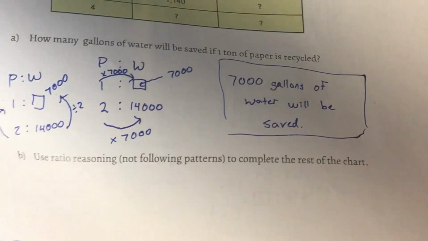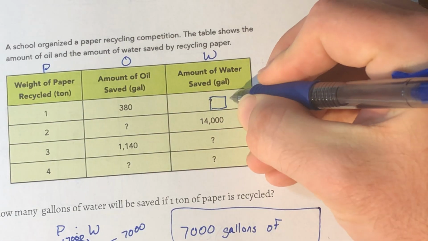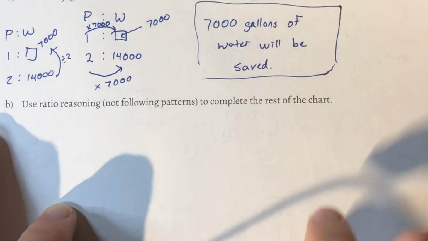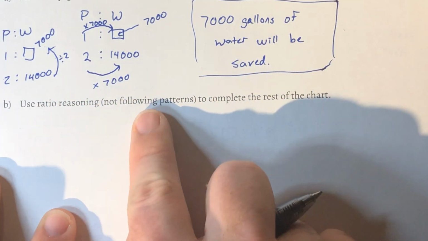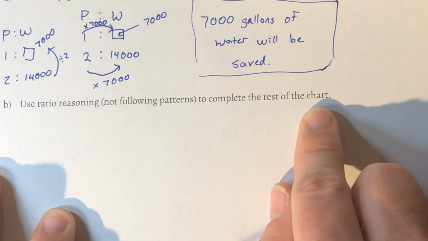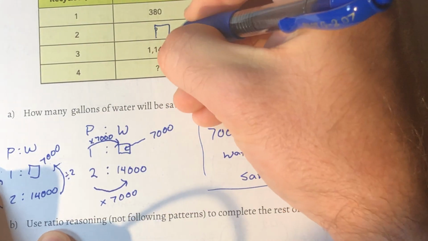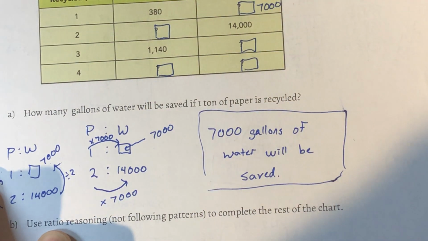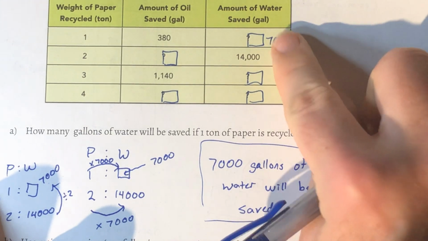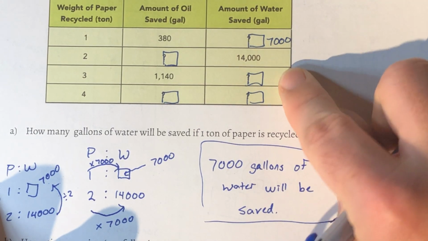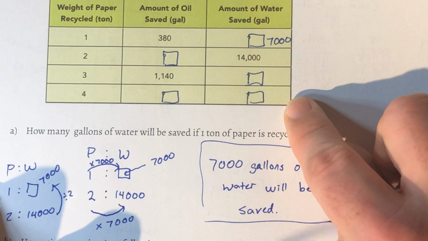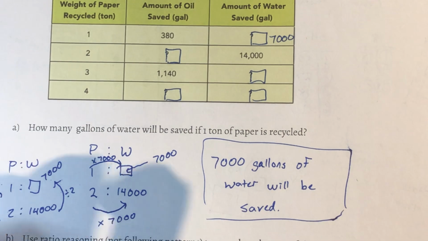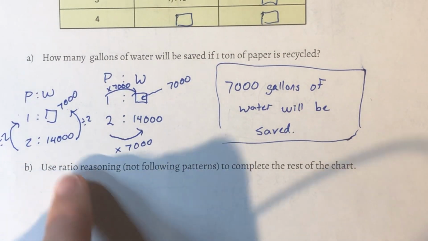Okay. Oh, I forgot to fill in my chart. 7,000 right there. Okay. Next, use ratio reasoning, not following patterns, to complete the rest of the chart. So I need this box, this box, this box, and this box. And we are not going to say, oh, plus 7,000, plus 7,000, plus 7,000. No, we are practicing equivalent ratios, so we will use ratio reasoning. And the directions say so anyways.